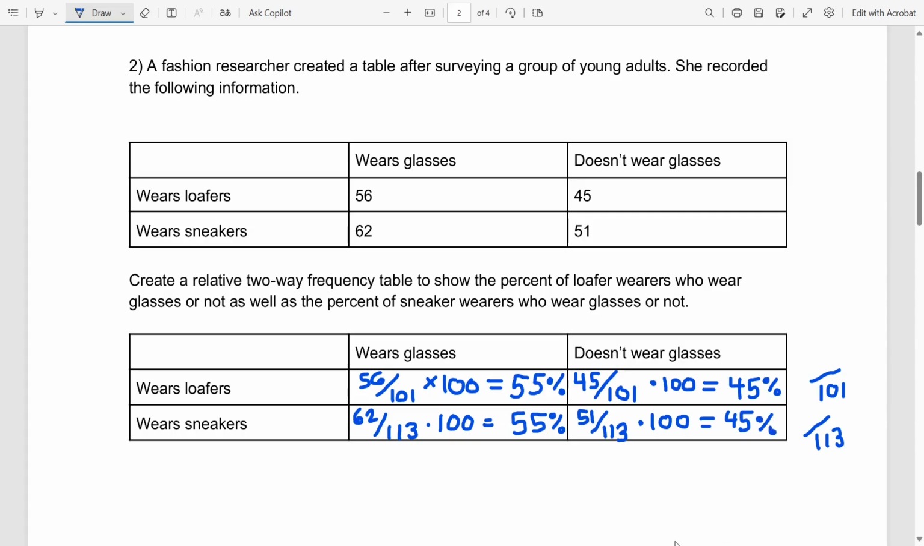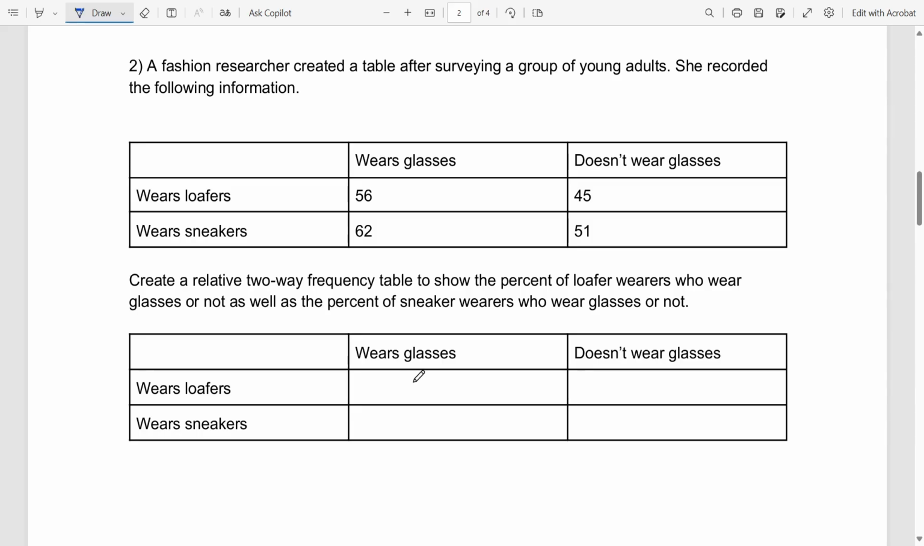Okay, so if we were going to clean this up a bit, let's do that. What we would do, just going to erase everything. So if you want all the calculations, just go back and pause the video. Our solutions here are going to be 55% here, 45% here, 55% here, and 45% here. All right, so that's number 2.